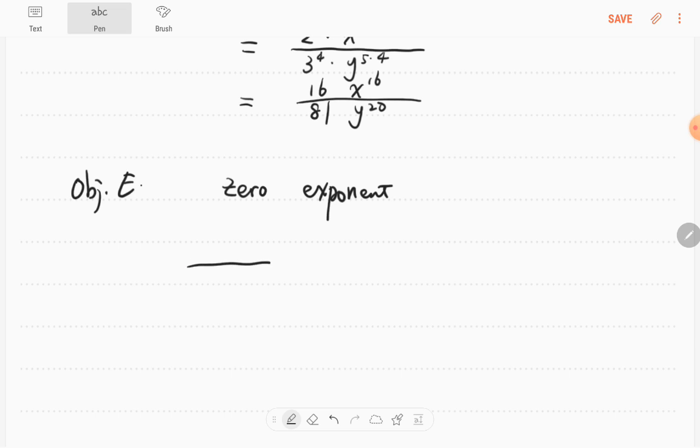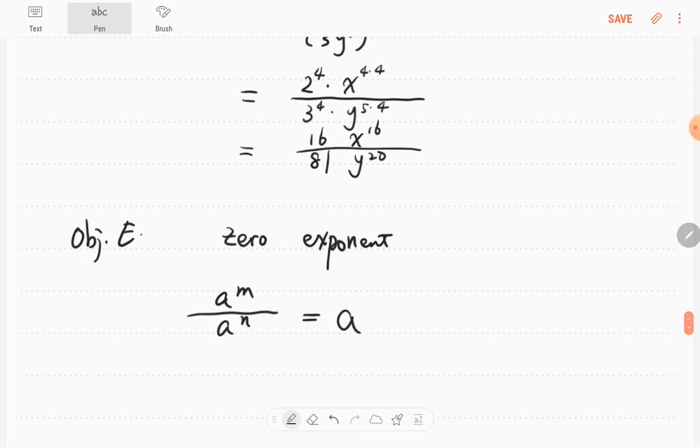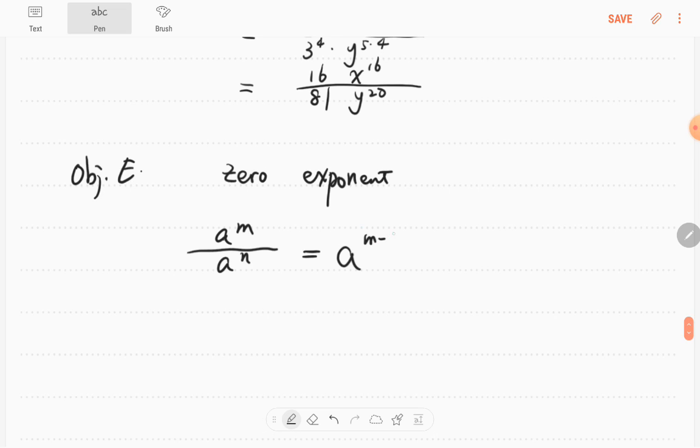Because we have this rule, called the quotient rule. Last topic we talked about the power of a product rule and the power of a quotient rule. This time it's about the quotient rule. We need to do the division, right? A to the m divided by a to the n, and we realize these two have the same base. Then we just keep the same base, a, and find the difference, m minus n. So again, the top exponent minus the bottom exponent.